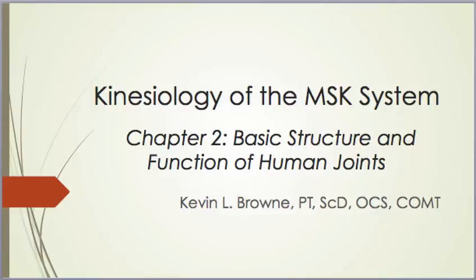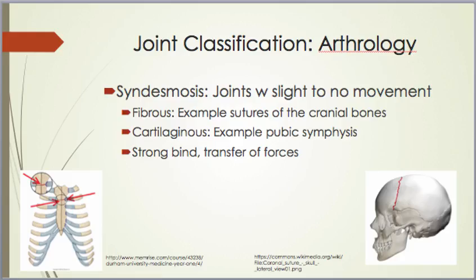Chapter 2, Basic Structure and Function of Human Joints. In this chapter, we're going to talk about a number of things related to the basic structure and function of joints. First thing we're going to discuss is basically arthrology, or the naming of the different types of joints in the body.